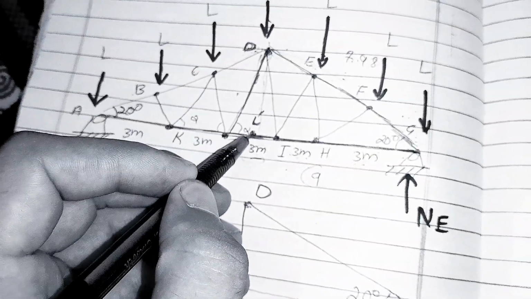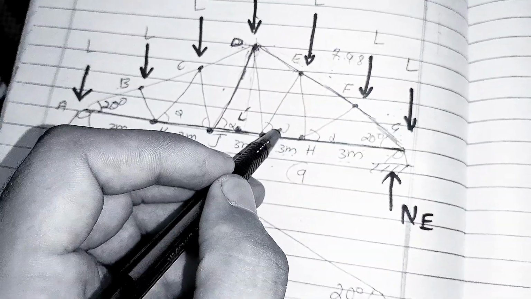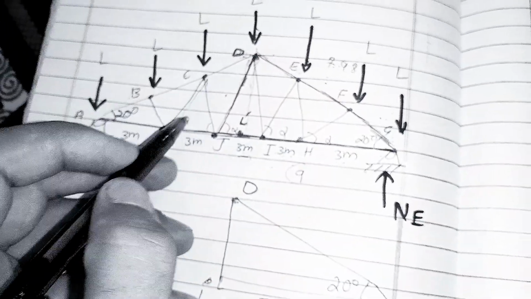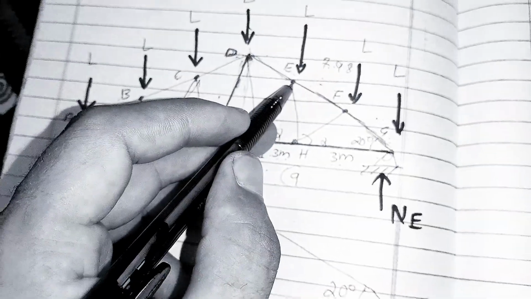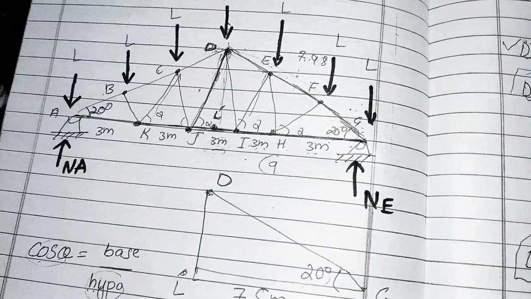This alpha is also found. This is also alpha and this is also alpha, because all these members are parallel.